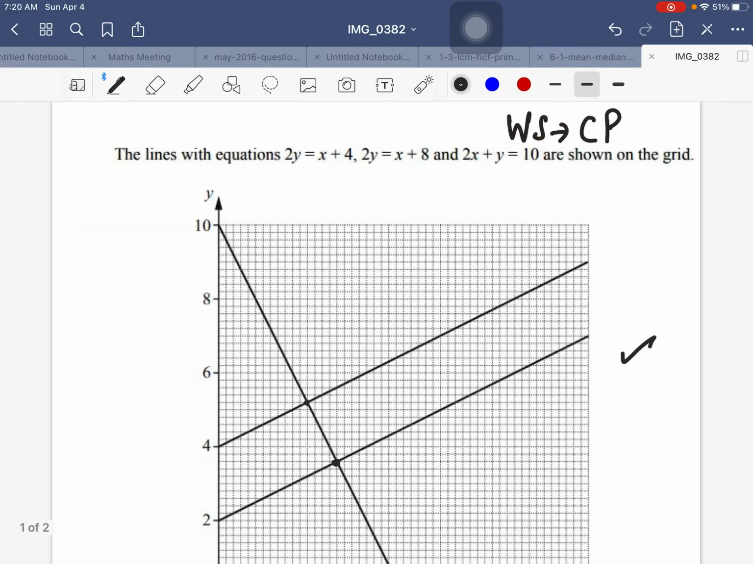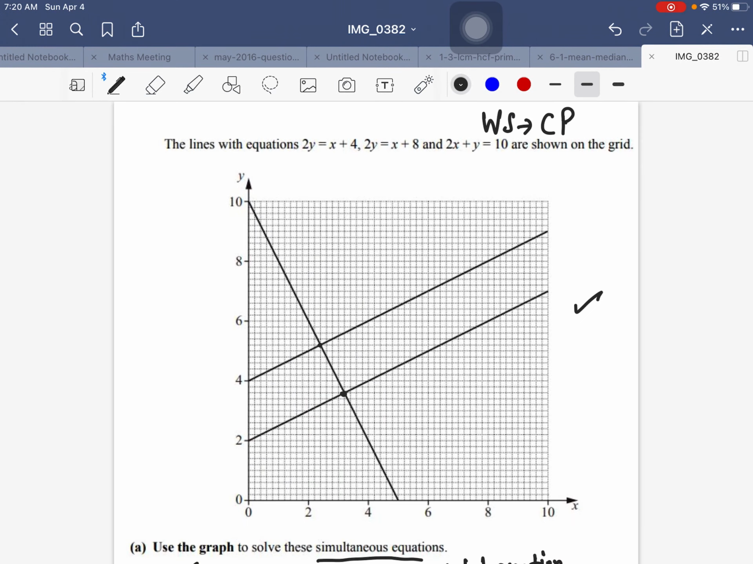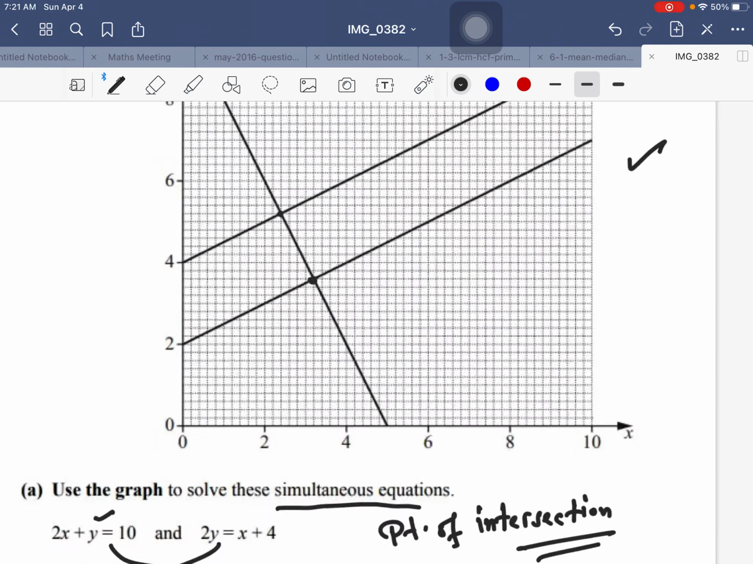Now here in this case, let's read the question. The lines with equations 2y equal to x plus 4, this is one line, 2y equal to x plus 8, and 2x plus y equal to 10. We are given 3 lines and these are the 3 equations. We don't know which equation belongs to which line on the grid paper. Means which line has what equation, we don't know actually.